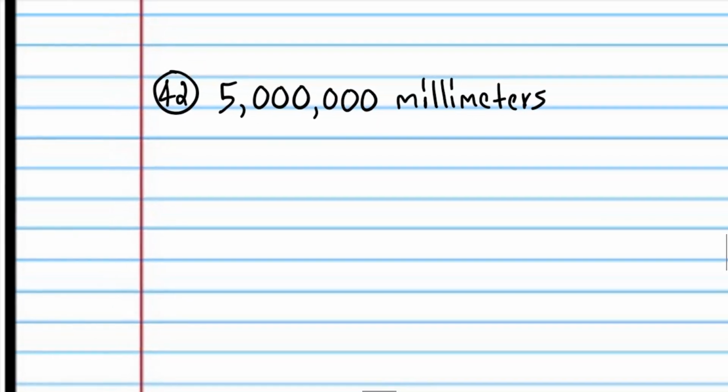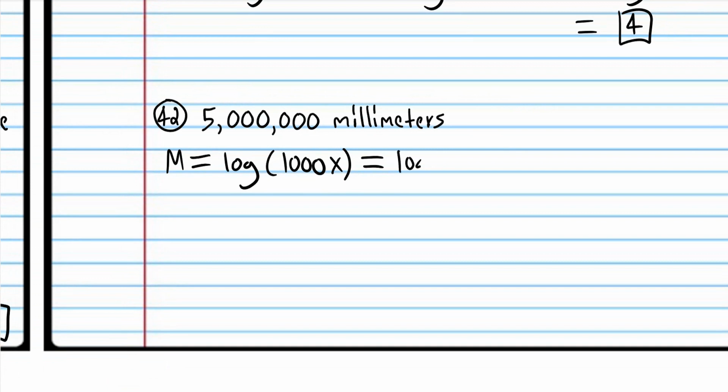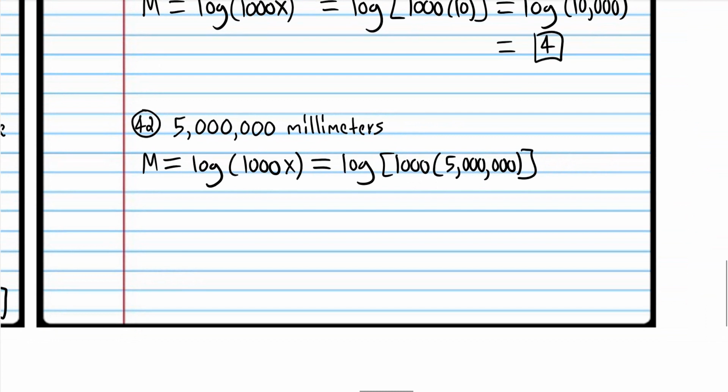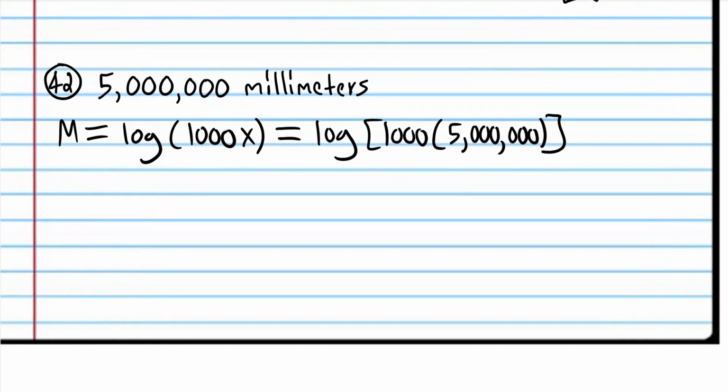Okay, we're back. So this is a 5 million millimeter disturbance. So that means that there's really no instrument that's going to be able to measure this, and the earthquake is going to be so big that we're all in a lot of trouble. Okay, so enter in 5 million and multiply that by 1,000, and we get 5 billion.